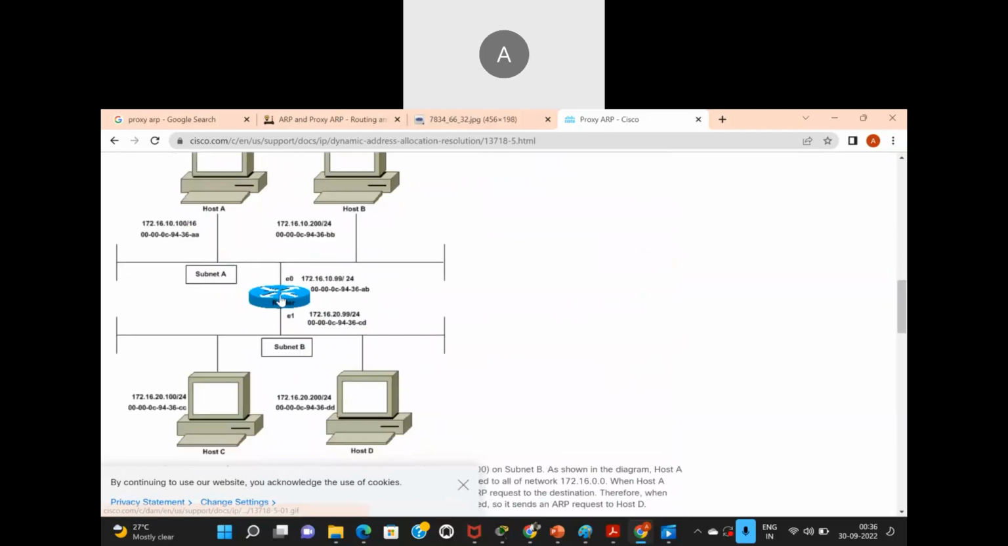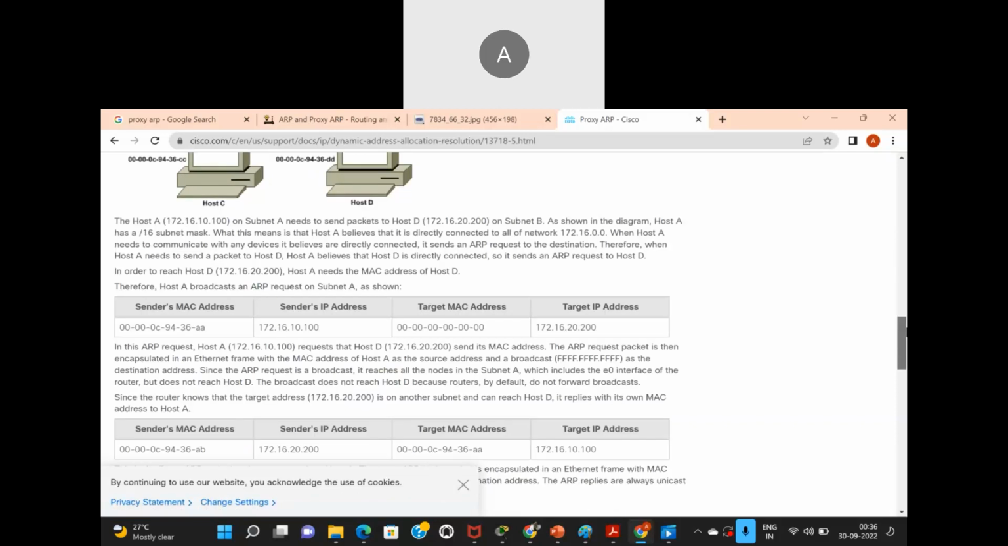Now 20.200 is on the other side of the router. Can you see it, guys? Yeah. So 20.200 is on the other side of the network, and this is a different network, this is subnet A, this is subnet B. Now this is a broadcast. Host B gets the packet and drops it because it is not meant for him. The router sees that packet and says, well, you cannot go to subnet B because this is a broadcast.